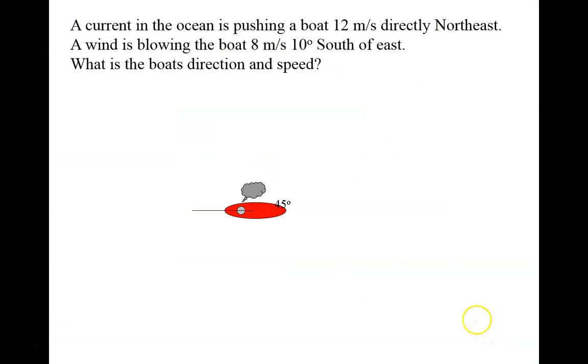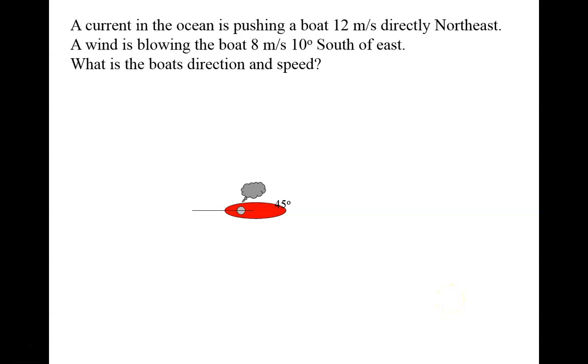Where I want to start is kind of where we left off the other day. If we've got two vectors, we can add them by breaking them apart into their component vectors and then adding the x vectors together and the y vectors together, and then making an overall x and y total vector.